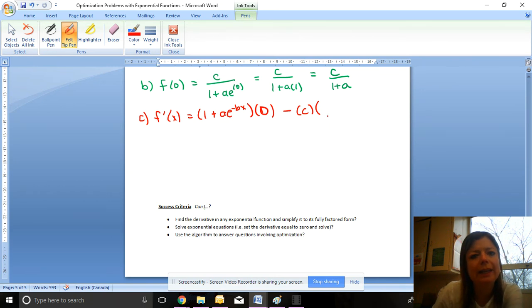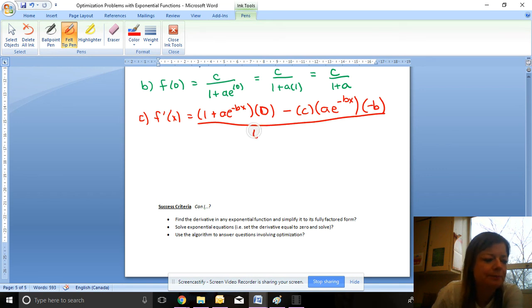Remember, only e is a number. Only x is a variable. The rest are actually all numbers. So the coefficient there stays. And then the derivative of e to anything is e to anything times the derivative of anything. So e to the minus bx times the derivative of that, which is negative b. So this section is that derivative, all over the bottom squared.